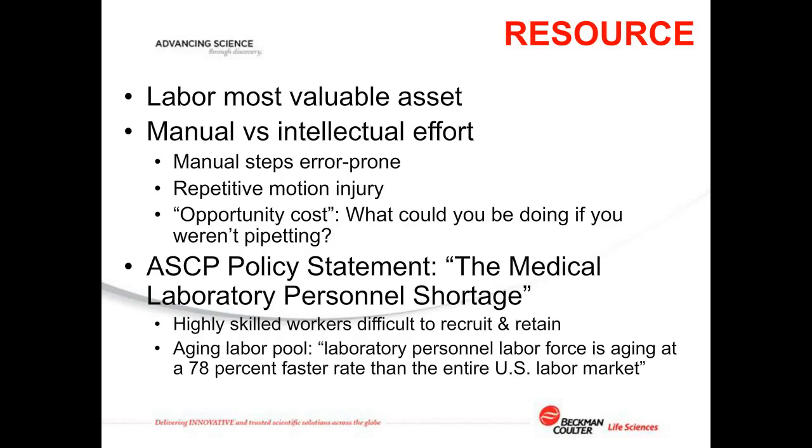And to that end, when you think about the labor that you're asking staff to do, there's a difference between manual and intellectual effort. Manual labor, when it's done by people, is inherently error-prone. It's just the nature of the beast. That's what we do. We're essentially random event generators. We're also prone to repetitive motion injury, and this is a real issue for people that are in these jobs for long periods of time, especially.